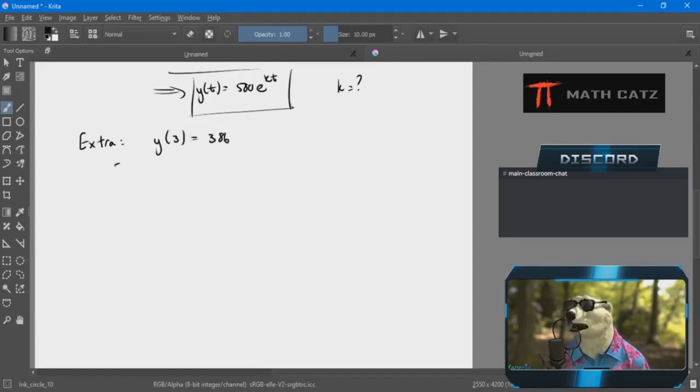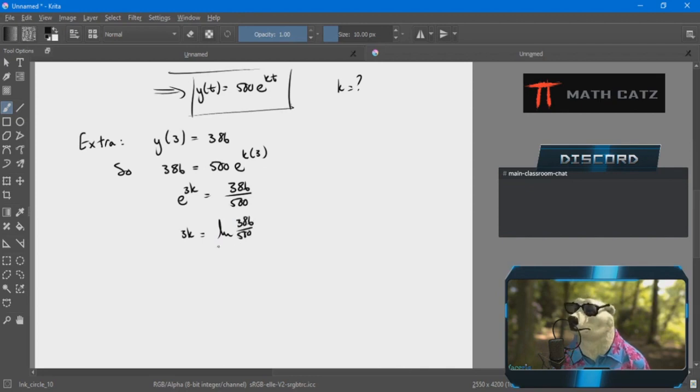So I can use that and say that 386 has to then equal 500 e to the k times 3. So e to the 3k is 386 over 500. 3k is therefore the natural log of that. And so k is a third of log 386 over 500. And let's see what we get for our k.